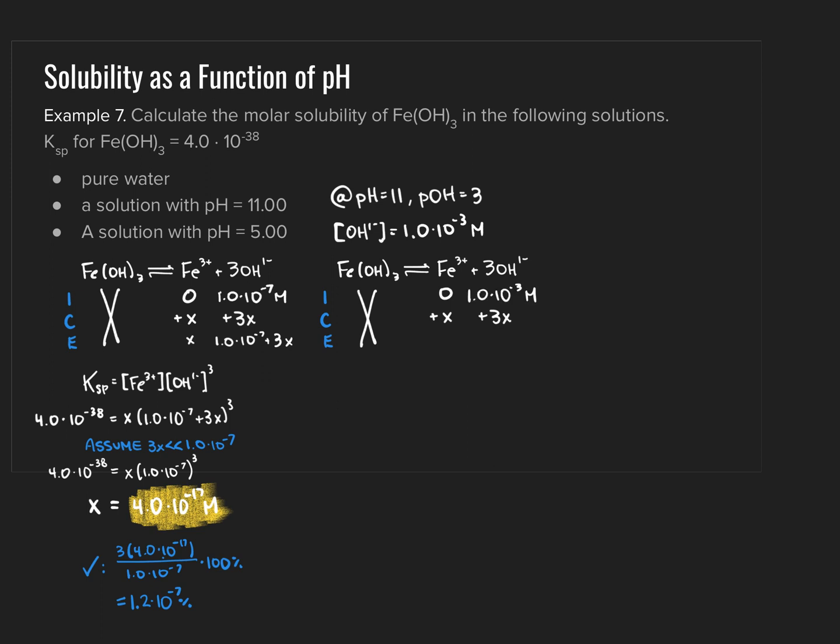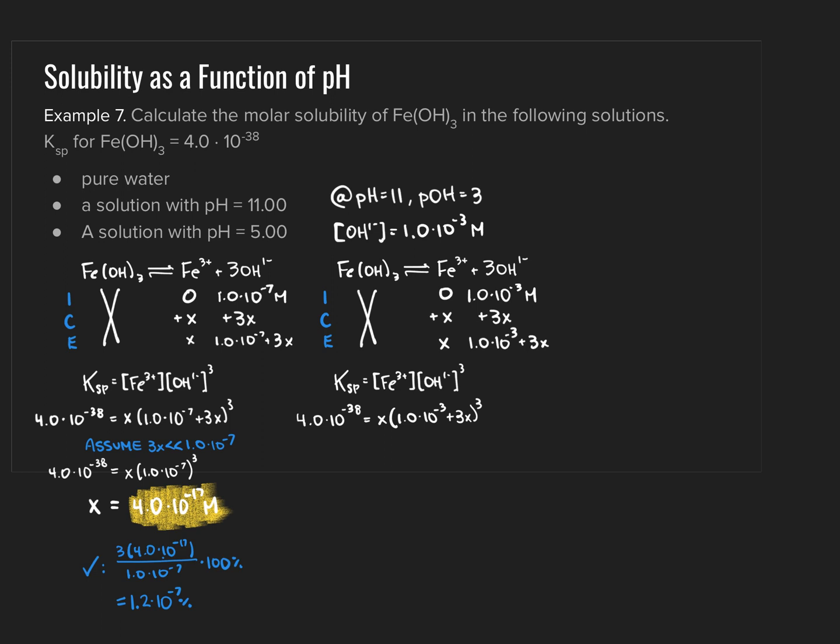So I'm going to include now this value as my initial concentration of hydroxide ions in our ICE table. The same changes in concentration would be expected of plus x and plus 3x respectively, and therefore my equilibrium concentrations are now x and 1.0 times 10 to the negative 3rd plus 3x. So we'll do the same thing we did before. Inputting those values into my Ksp expression now yields the Ksp value of 4.0 times 10 to the negative 38th, which is equal to x times 1.0 times 10 to the negative 3rd plus 3x, quantity cubed.